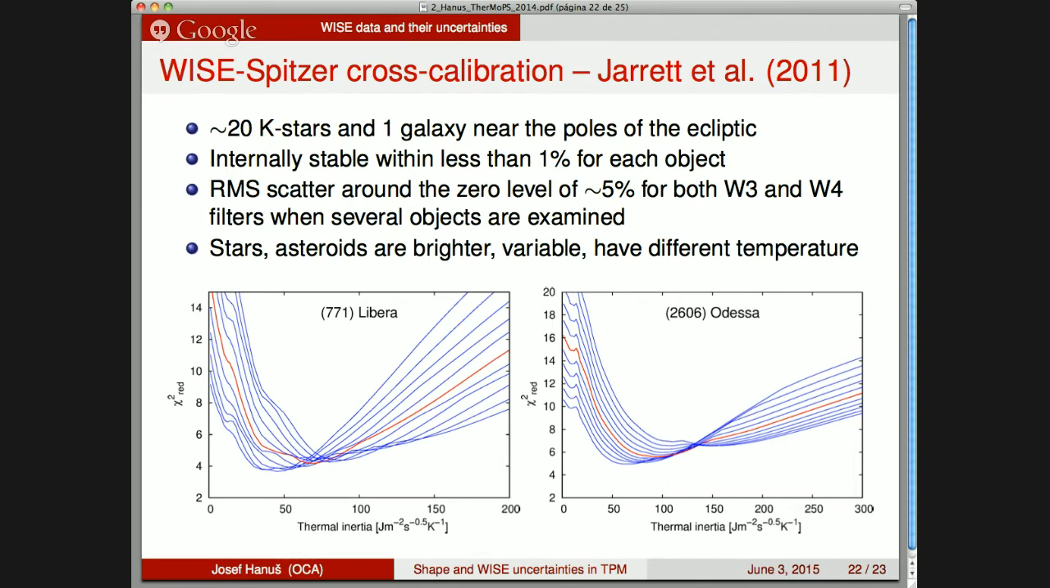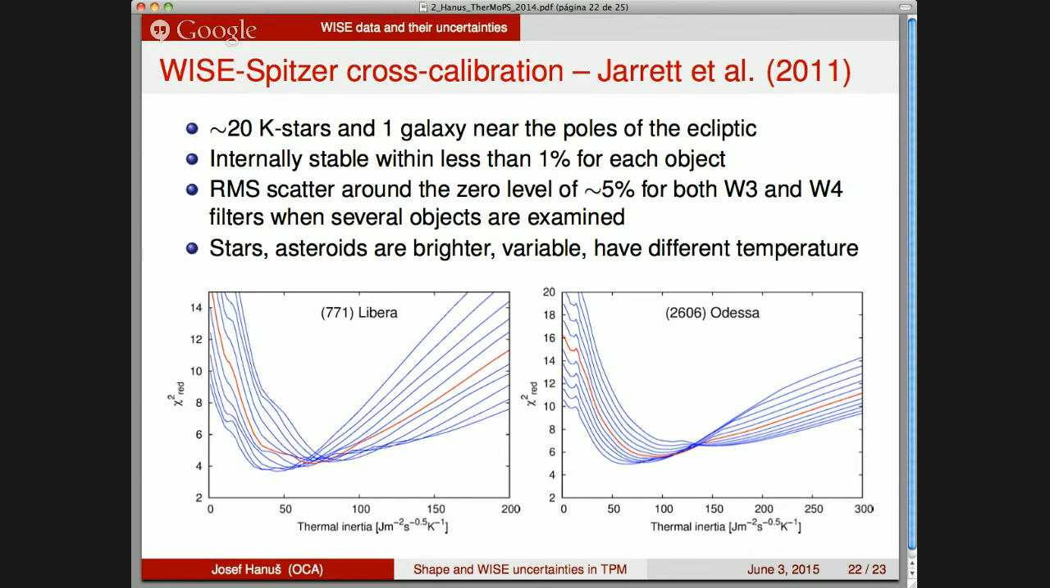And also this study was done for stars only, and there are fundamental differences between the stars and asteroids. So we think that there might be something, but it's not clear how the asteroids are affected, because they are much brighter sources than the stars. They are variable, so the fluxes are changing rapidly. And also the temperature of the asteroids is typically 200-300 K, but for the K stars it can be 3,000.